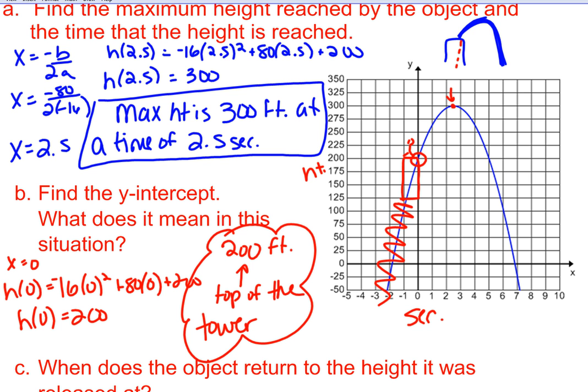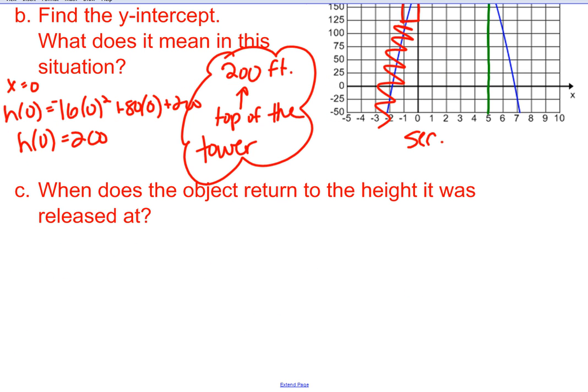Then the last question for that one says, when does the object return to the height it was released at? Well, it was released at a height of 200, which is right here. They want to know what value this point is. Now, by looking at my graph, I'm going to say it definitely looks like it's a 5, doesn't it? But if I want to check that using my math, let's say it was a decimal, I couldn't really tell. This graph, it's a little easier to see it's a 5.